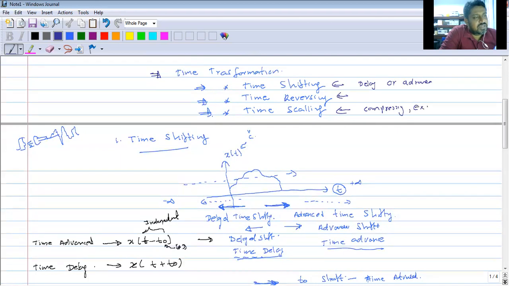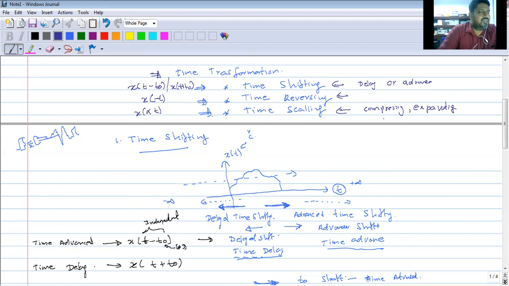Now we have come across these two cases, expanding or delay. These are the techniques we are going to use. Mathematically represented: x(t minus t naught) is for advance, x(t plus t naught) is for delay, time reversing is x(minus t), and time scaling is x(alpha t).